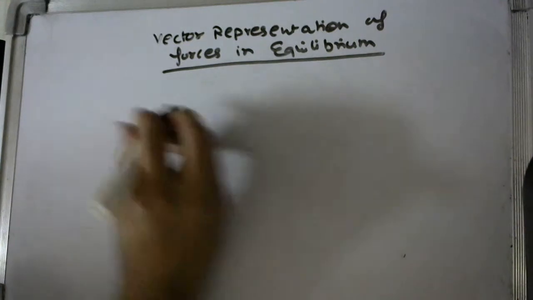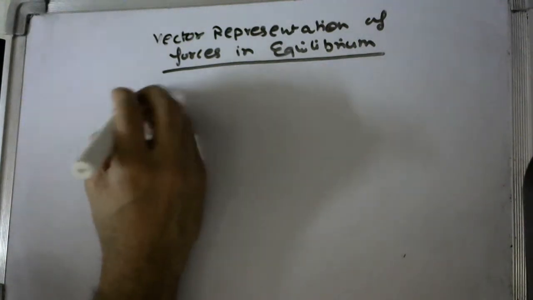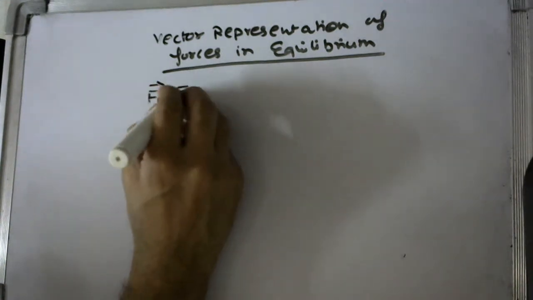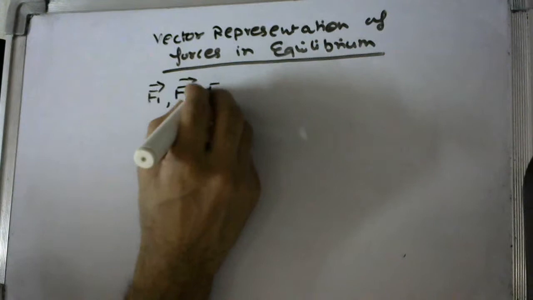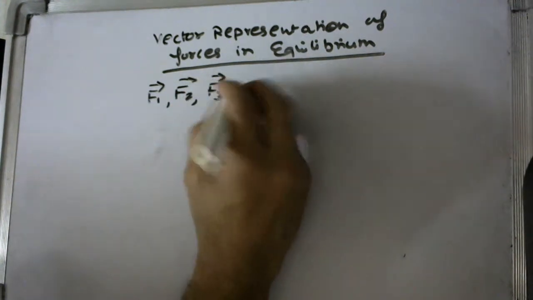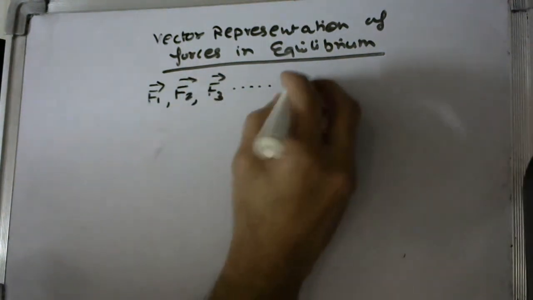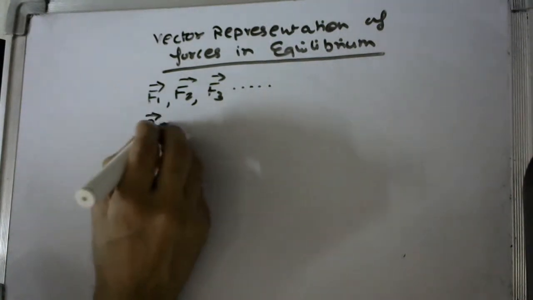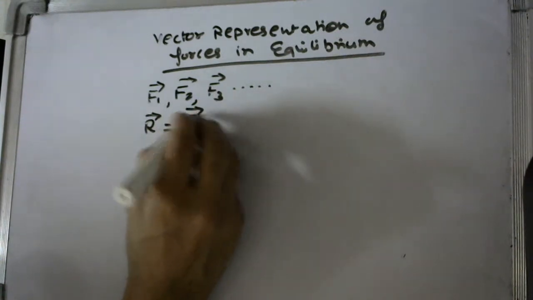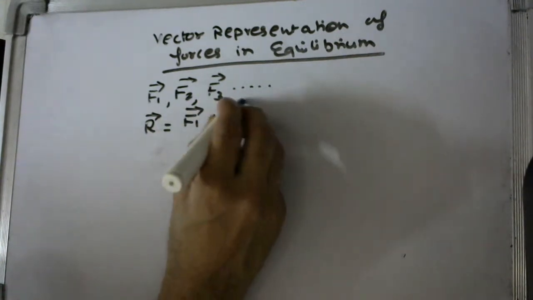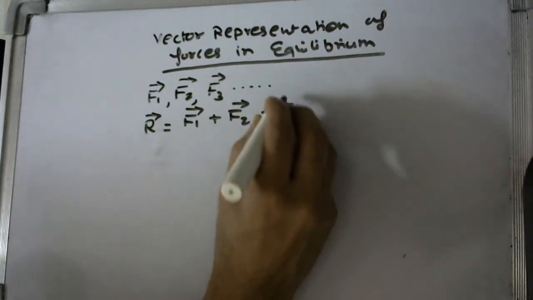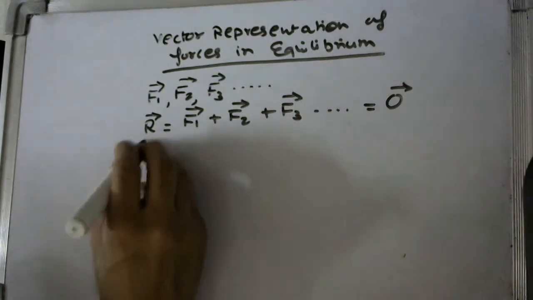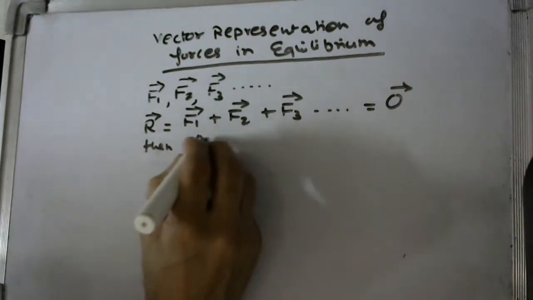Suppose a number of forces are acting on a particle, let them be F1, F2, F3 and so on. Now, if their resultant, that is F1 plus F2 plus F3, is a zero vector, then the forces are in equilibrium.